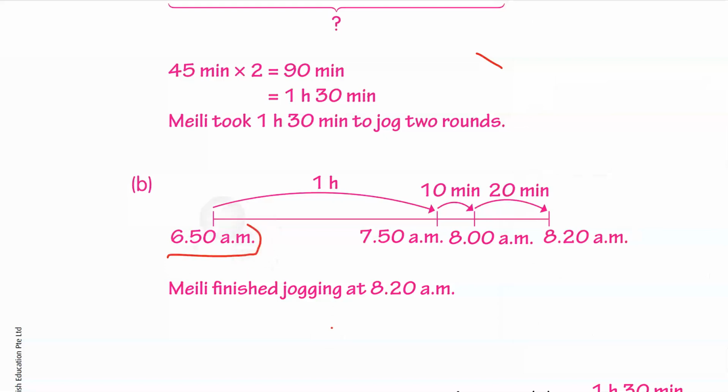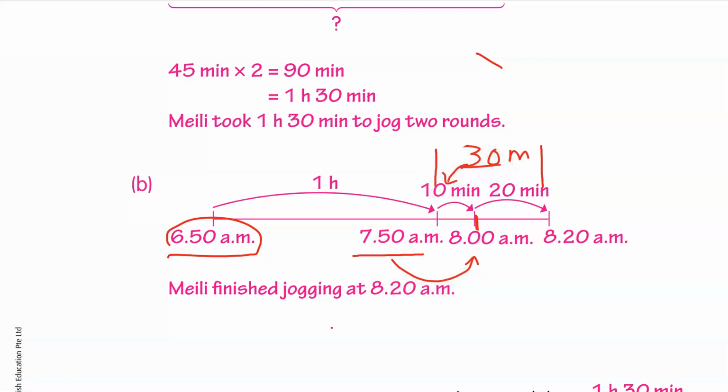6:50 a.m. An hour later is 7:50 a.m. 30 more minutes. 30 minutes more from here to here. From 7:50 to 8 o'clock will be 10 minutes.